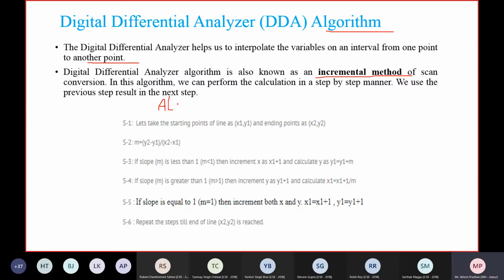This is nothing but your algo. So try to understand it. It is a very simple algorithm. There is nothing new in this. It simply works on, what I can say, your line equation. That's all. So what is this algo? The DDA algorithm says that first of all you have to take a starting point and end point which is given in your question. Okay. Now you have to find the m.